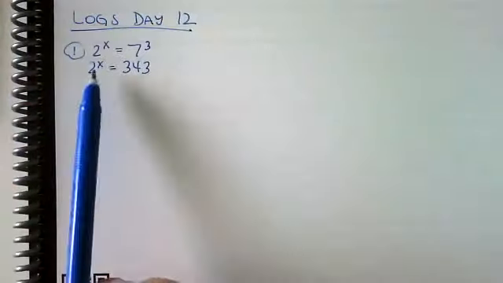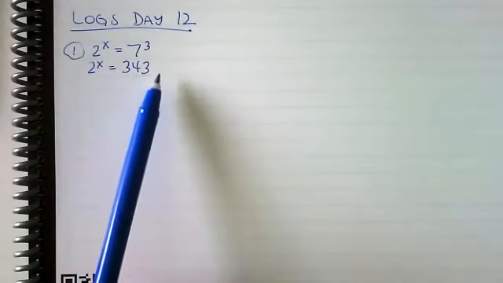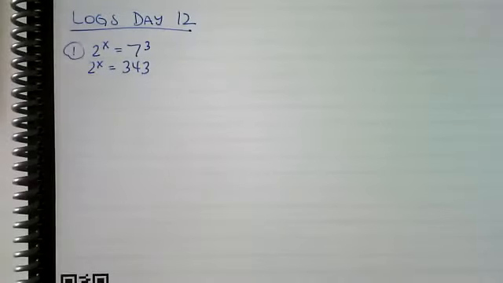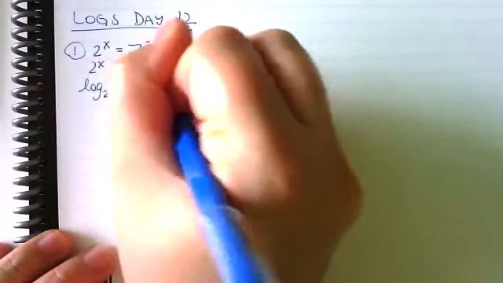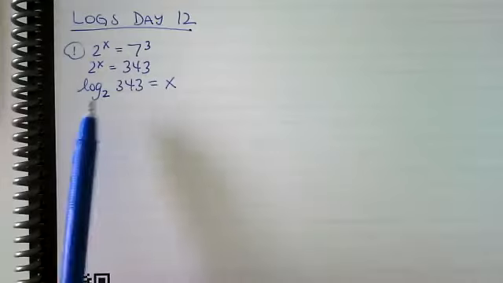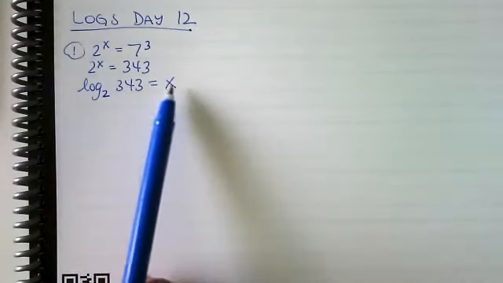Now that I have 3 numbers here, my base, my exponent, and the number on the other side, I can change this into a log. Remember, for our logs, we put our base on the bottom, and then we swap these other 2 numbers. So it's going to be log base 2 of 343 is equal to x.